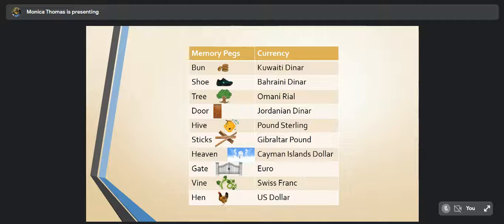Nine is wine, Swiss franc. French wine, yes, French wine, absolutely fine. So Swiss franc can be recalled that way, yes. French. And Swiss can be what?